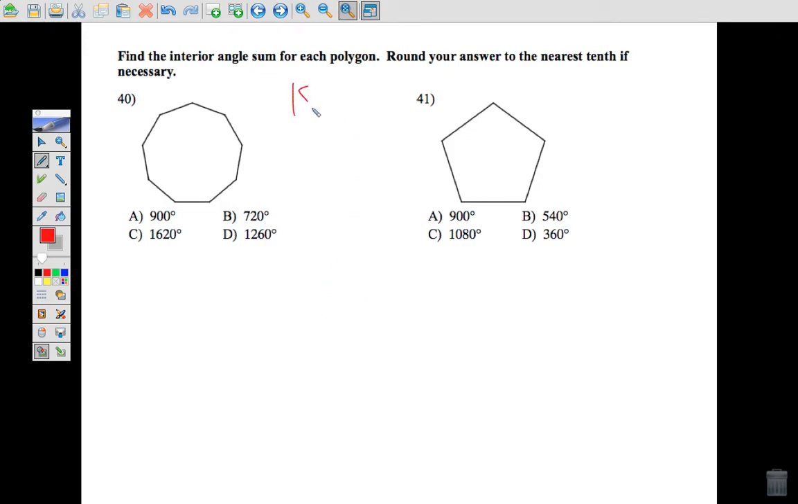Let's see, 180 times n minus 2, where n is the number of sides. So all you have to do is count how many sides there are, plug that in here, subtract 2 and multiply by 180, and that's what the sum will be.